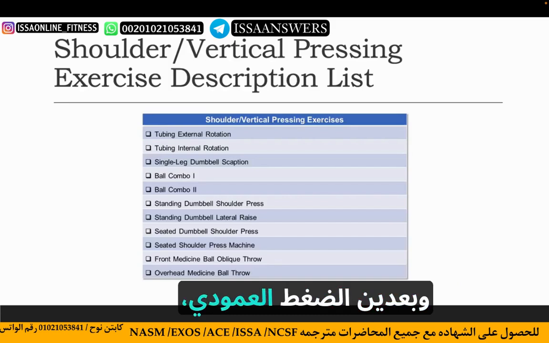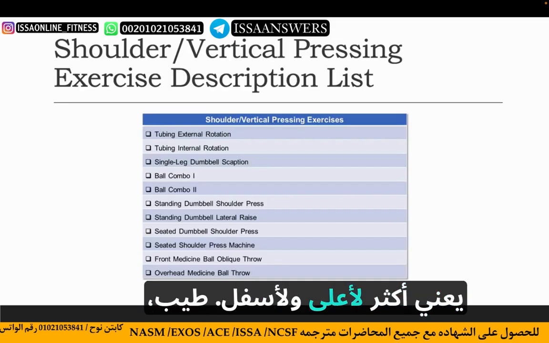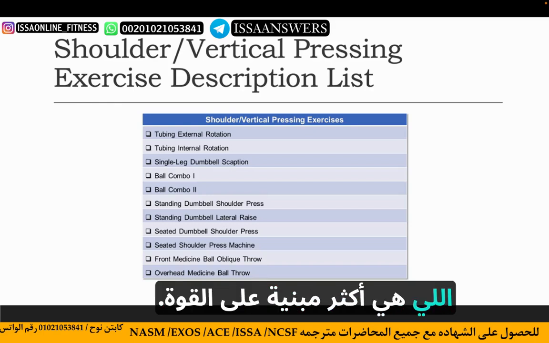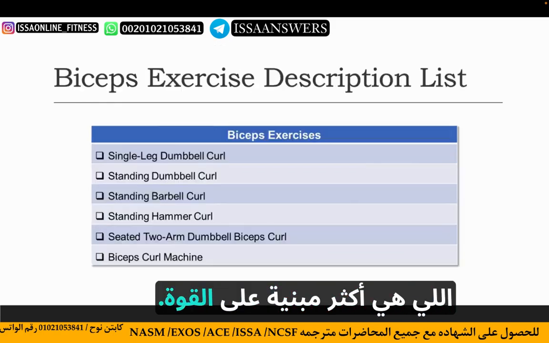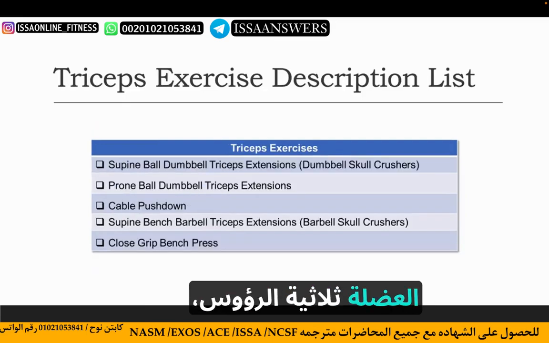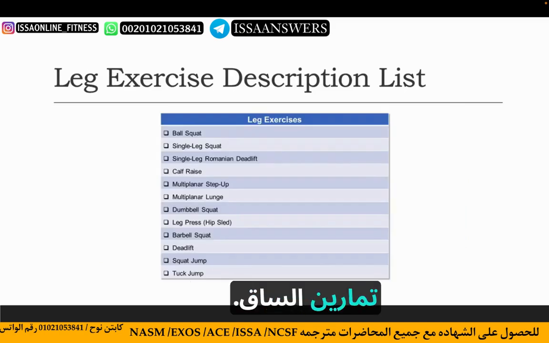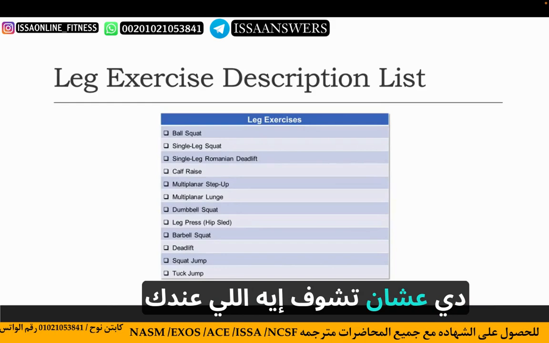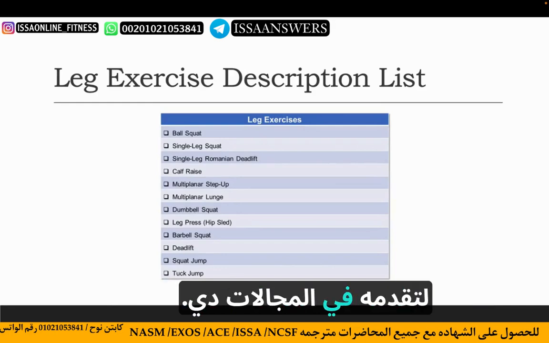And then vertical pressing, so more up and down. All right, going again from a stabilization to overhead medicine ball throws, which is more power-based. Biceps, triceps, leg exercises. So you can pause each one of these areas so you can see what you have to offer in those realms.